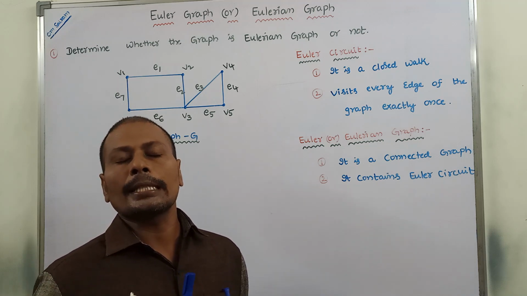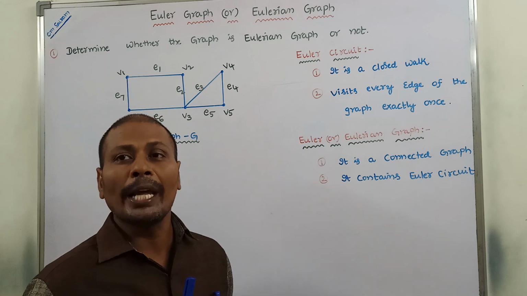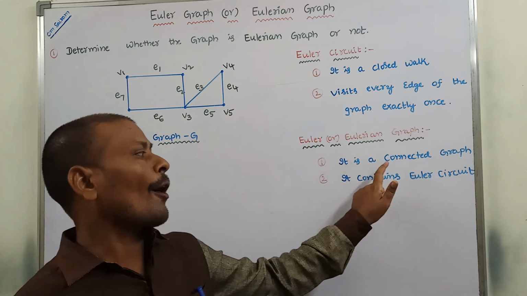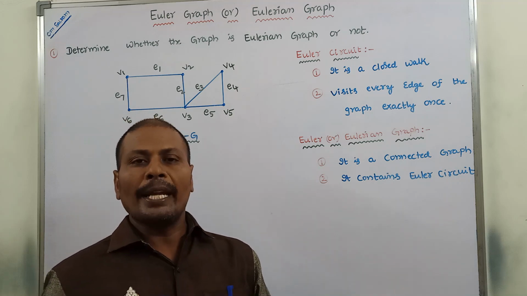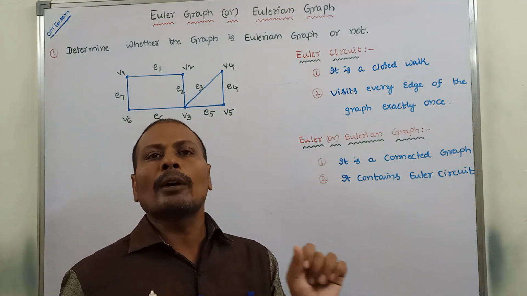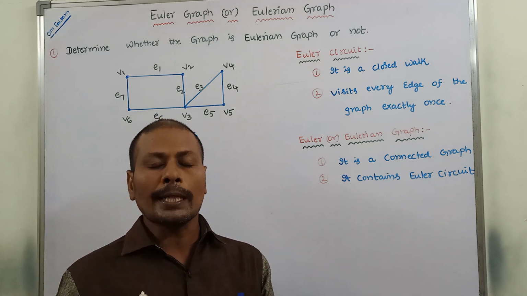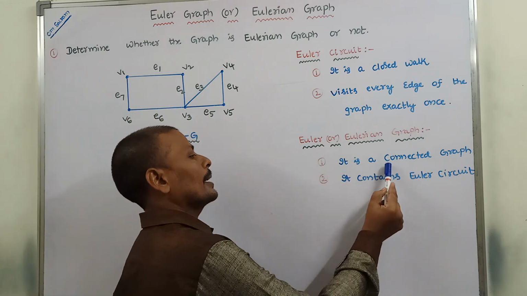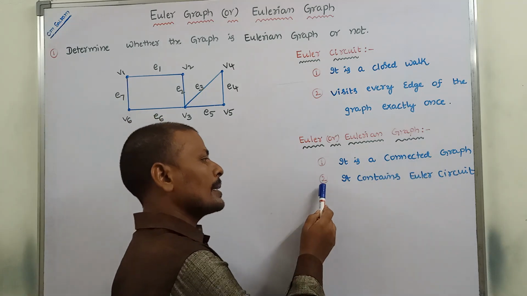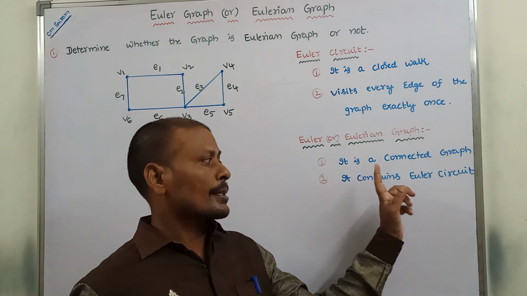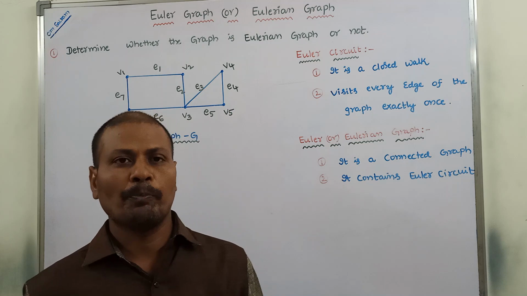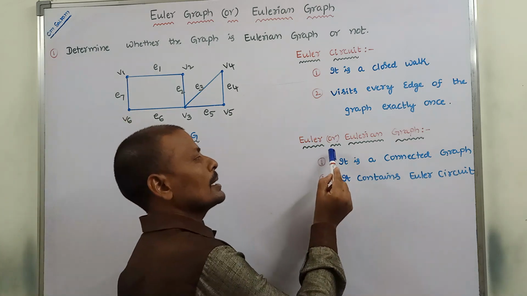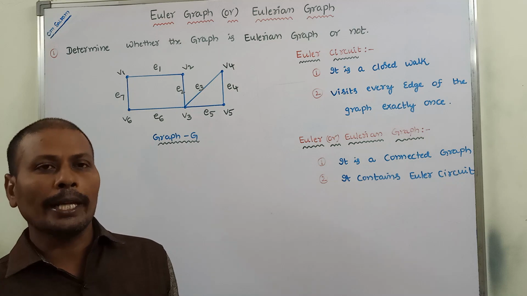A graph G is said to be Euler graph or Eulerian graph if it must satisfy two conditions. First one is the given graph is a connected graph. That means we can take any two vertices in the given graph, and those two vertices are connected by using a path. Hence, we can say that the graph is said to be connected graph. Next, what is the second condition? A graph G must contain an Euler circuit. Whenever these two conditions are satisfied, we can say that G is called Euler graph or Eulerian graph.